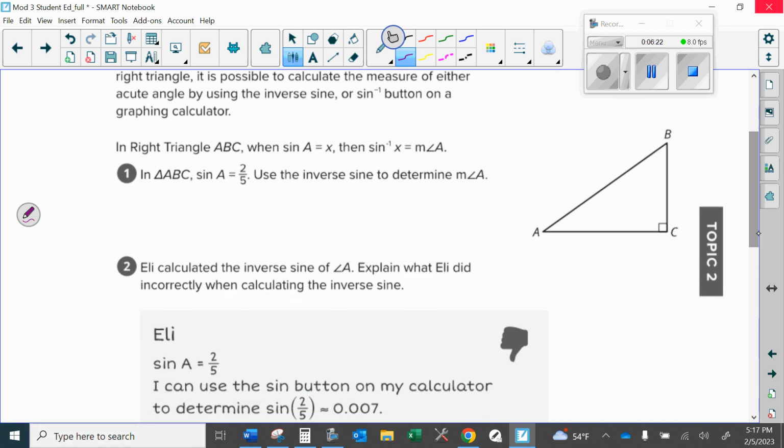Now, it says in triangle ABC over here, the sine of A is 2/5. Remember, sine is opposite over hypotenuse. So 2 over 5 with reference to angle A. Use the inverse sine to calculate it, opposite over hypotenuse.